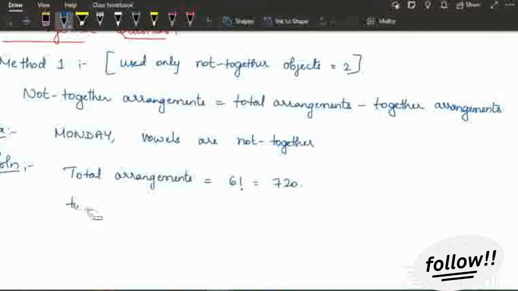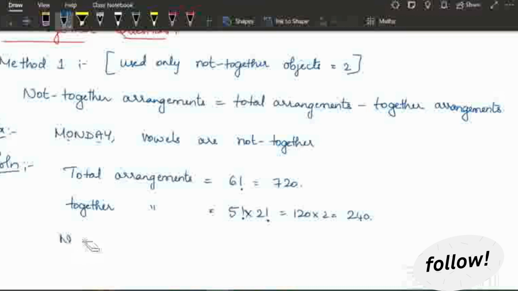And then from this, you subtract together arrangements. So how many together arrangements are there? You mark vowels, count remaining numbers, then plus 1, which gives you 5, right? Yeah, 5. 5 factorial into 2 factorial. How many letters you have grouped as one object? That factorial, which gives you 120 into 2, 240.